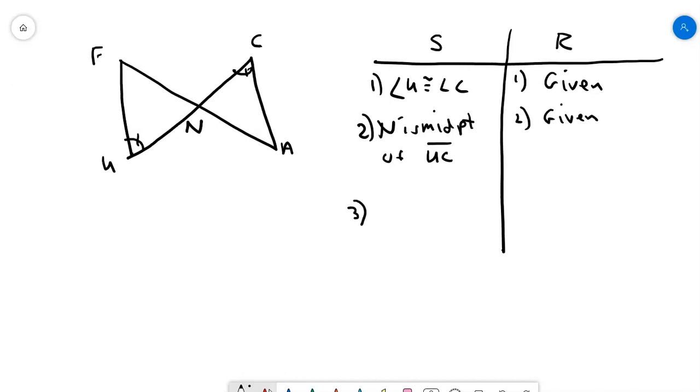Now, depending on how accurate you want to be, do you want to be completely precise? Do you want to give just general reasons? I need to find some reason that UN and NC are congruent to each other. They are, because I know what a midpoint is. So for right now, I'm going to write UN is congruent to NC, and I'm just going to write the definition of a midpoint.